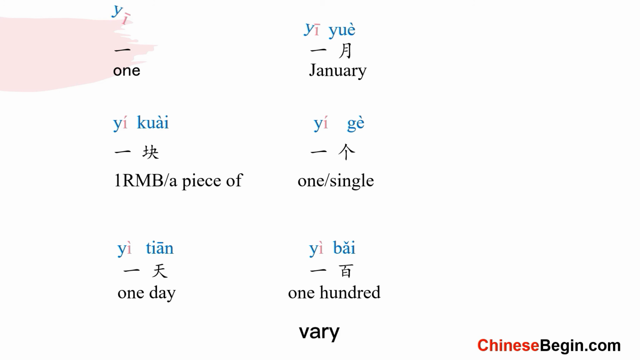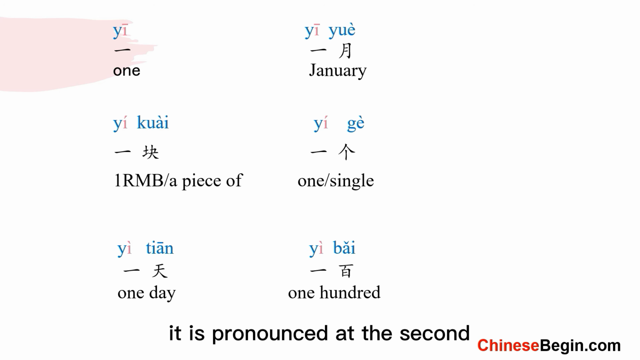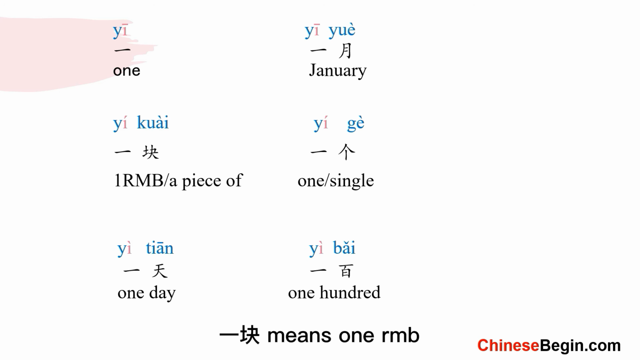The tone of 一 may vary with the tone of the syllable that comes after it. If it is followed by a fourth tone, it is pronounced as the second tone. For example, 一块 or 一个. 一块 means 1 RMB or a piece of. In this word, the second character 块 has the fourth tone, so the tone of 一 should change from the first tone into the second tone.